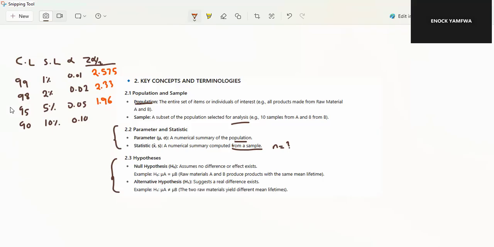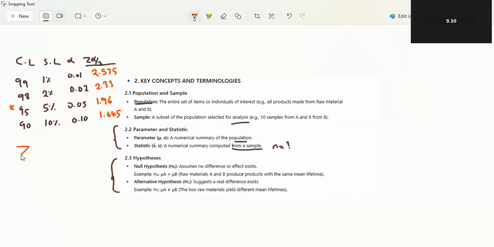1.9. And this is a standard one, okay? The most common, 95%. Then finally, 90%, what is our Z? 1.645. So these are our Z values.